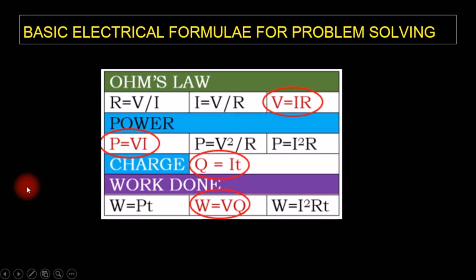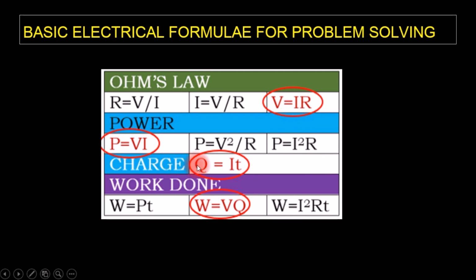These are some of the basic formulas which will be necessary for solving problems in electricity. From Ohm's law, V equal to IR. From this relationship, you can obtain I equal to V by R or R equal to V upon I. And electrical power is given by P equal to VI. And by using Ohm's law in P equal to VI, you can obtain P equal to V square upon R or P equal to I square R.